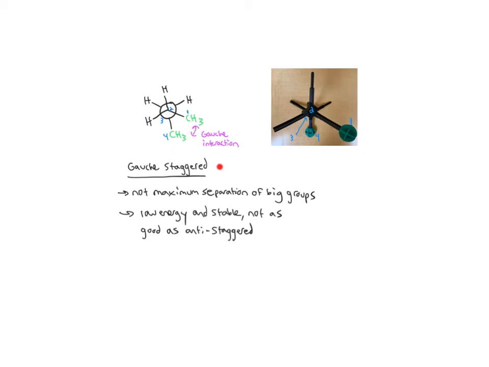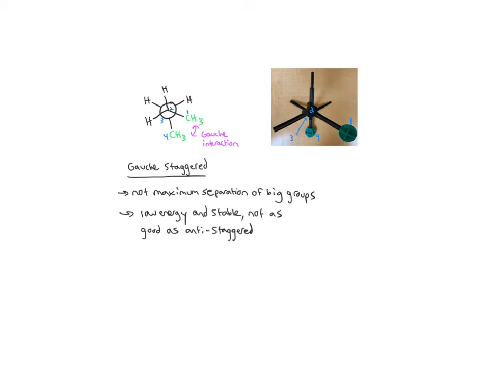This is called the gauche staggered conformation because we have these two large groups in this gauche conformation. So they're gauche to one another, or close to one another, but not right on top of each other, not across the ring from each other. They're pretty close though, and so we don't have the maximum separation of these big groups. And so although it's pretty low energy and stable because it is a staggered conformation, it's not the most stable because it's not anti-staggered. Those groups are closer together than what they were in that anti-staggered conformation.